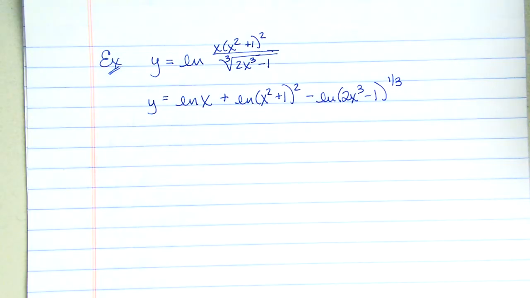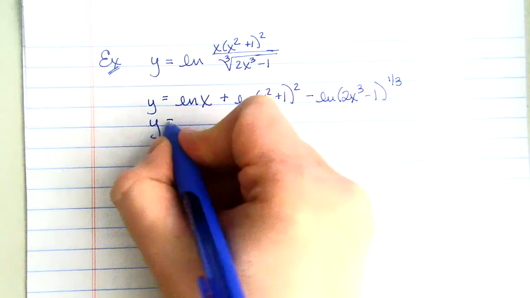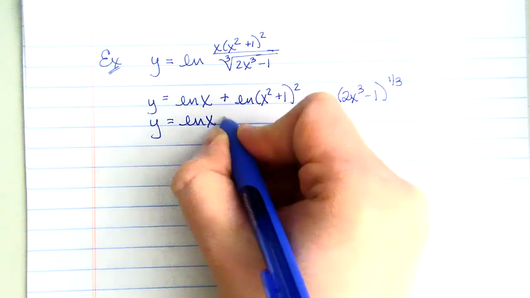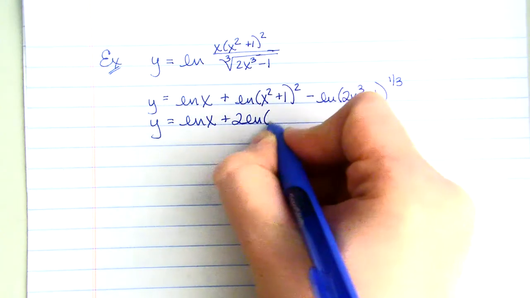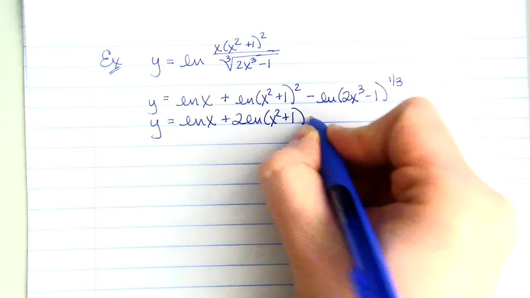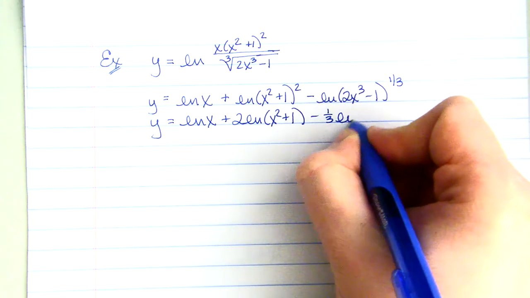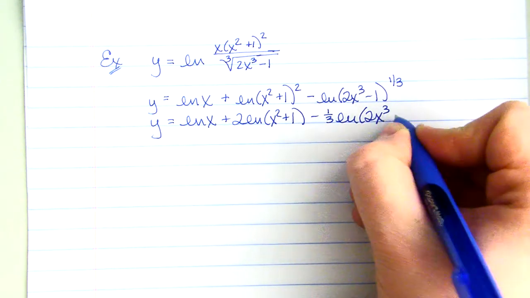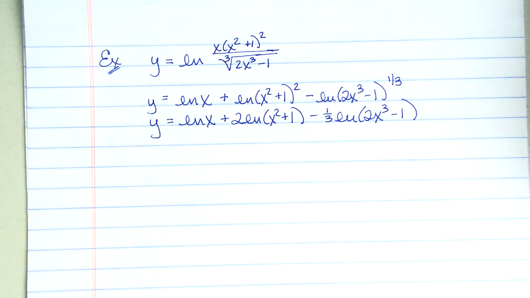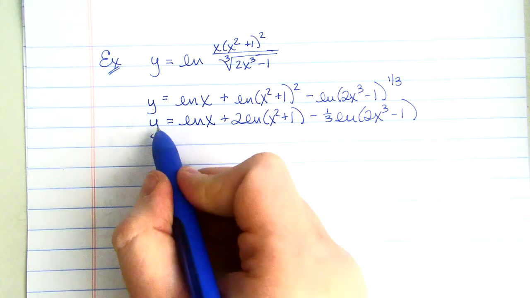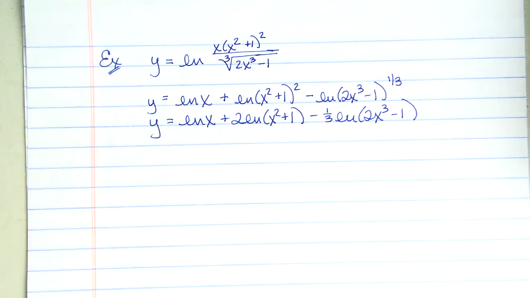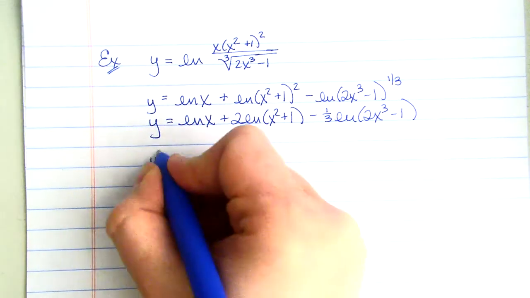So I'm going to get that. I'm going to go and move my powers out front. So natural log of x plus 2 times the natural log of x squared plus 1 minus a third times the natural log of 2x cubed minus 1. Notice this isn't y prime, this is just y. I'm just rewriting.